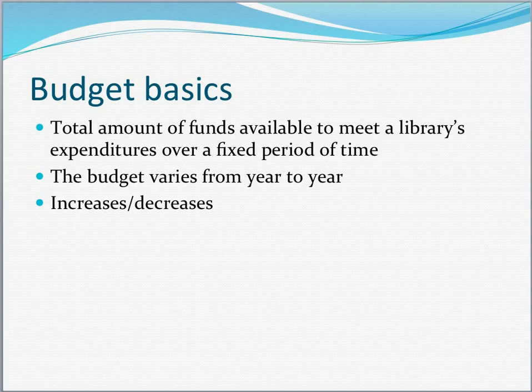Budget basics. The budget is the total amount of funds available to meet a library's expenditures over a fixed period of time. And of course, in this class, we're talking about collection management, but the budget in a library takes into consideration services and collections. The budget varies from year to year. It's never static.